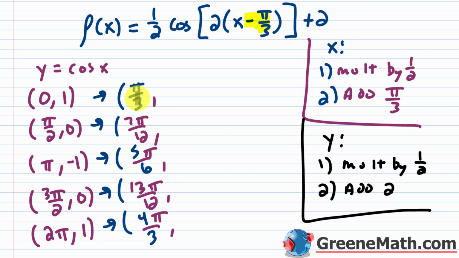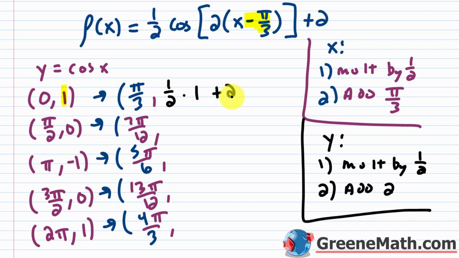Again, if you were to plug in pi over 3 minus pi over 3 is 0, 2 times 0 is 0, the cosine of 0 is 1. So it just matches this. So all you have to do is just take that y coordinate, that's what you're going to get anyway, and just say, okay, it's 1/2 times whatever that is, in this case it's 1, and then plus 2.